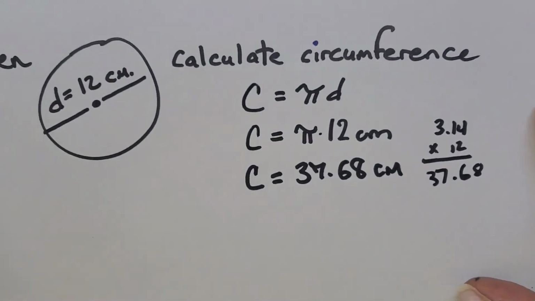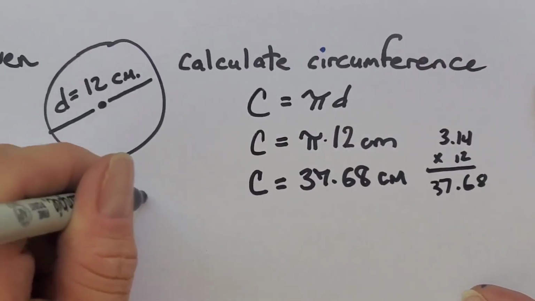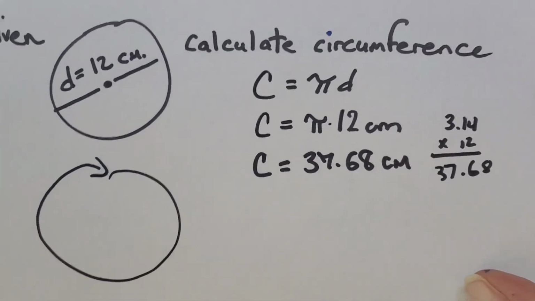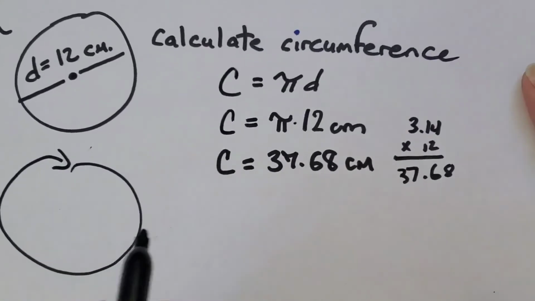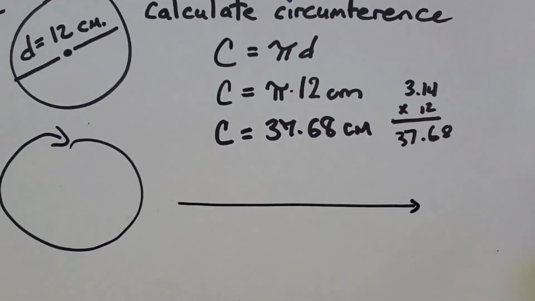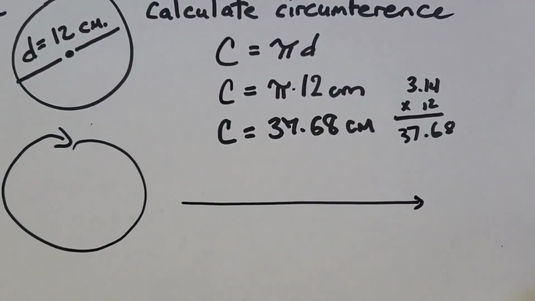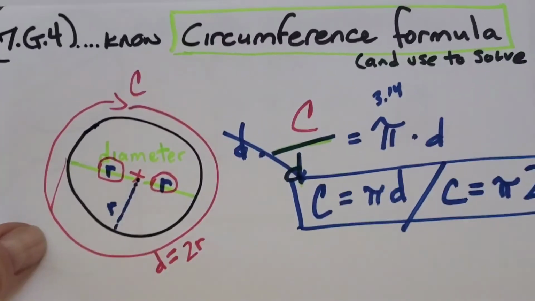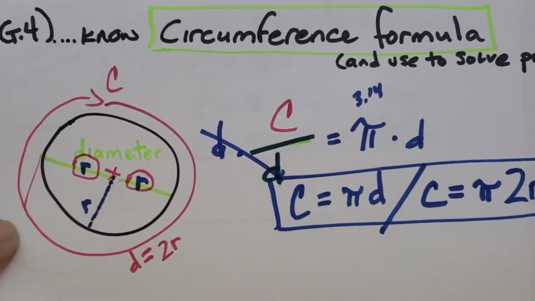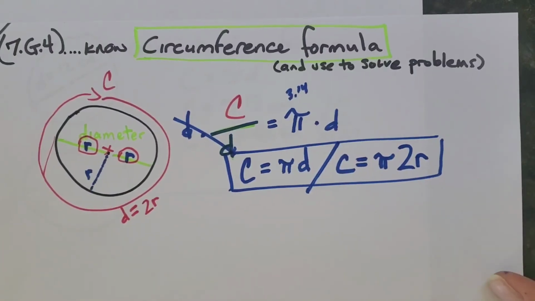Not centimeters squared. Again, these are linear units. If you think about it, we're looking for the distance around the circle. If we cut that distance and lay it out, it's just a line. So it's a linear measurement. It is not square units. So that is how you can go about using the circumference formula to solve problems involving circles, diameter, and radius.